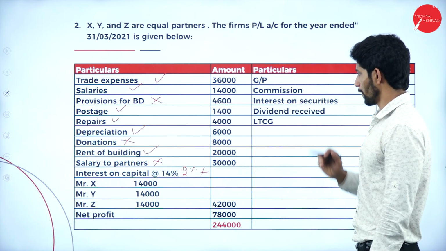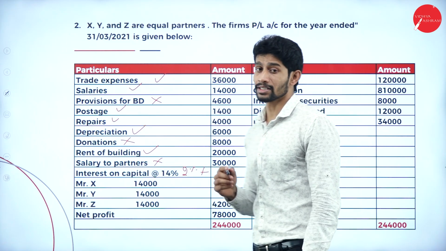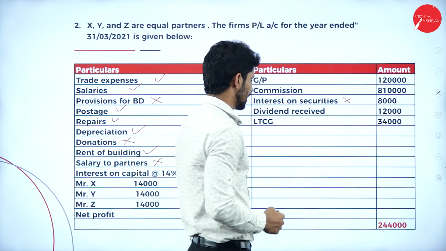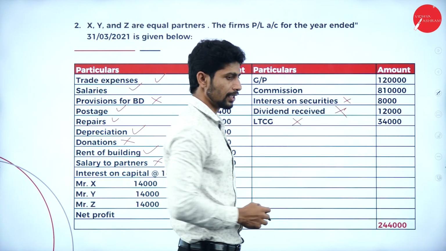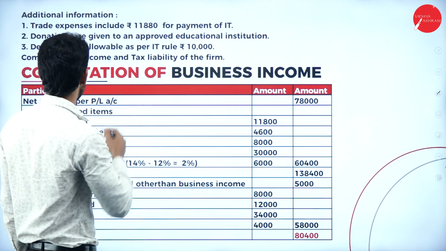Next, profit side. Gross profit, business. Commission, business. Interest on securities is not a business income. Dividend received, not a business income. Long-term capital gain, not a business income. So, adjustments relating to this particular problem.